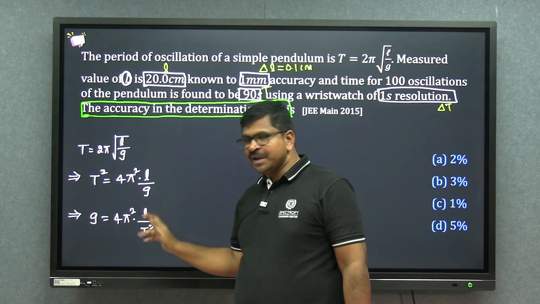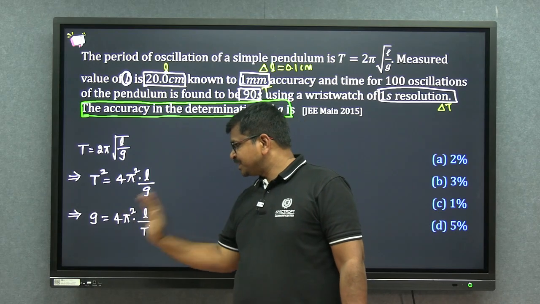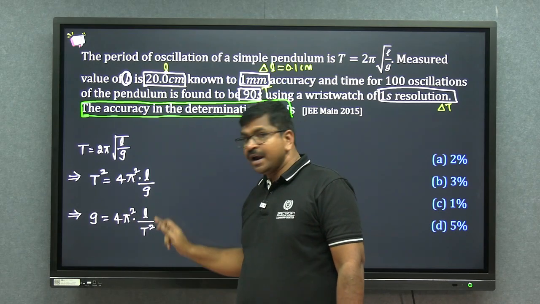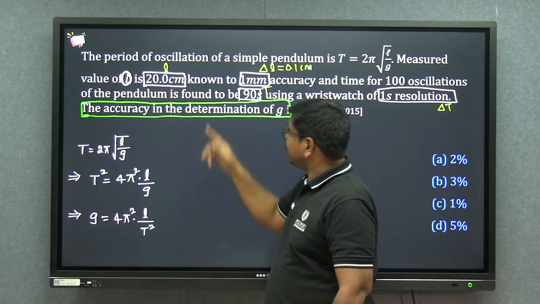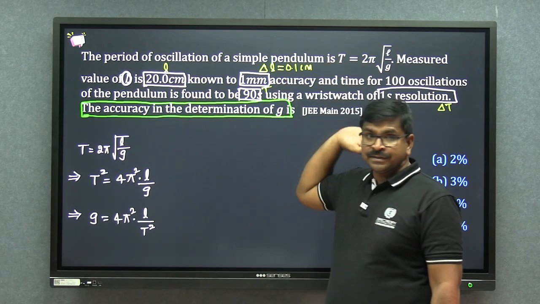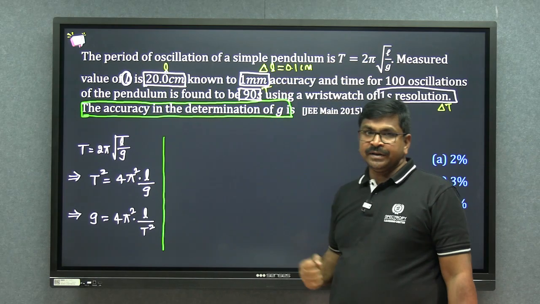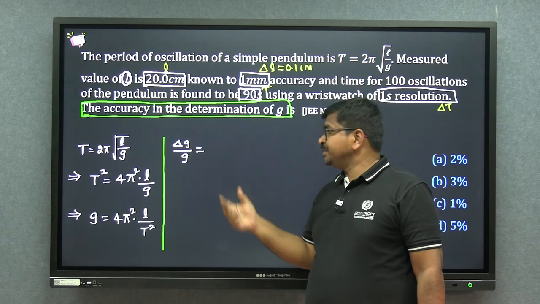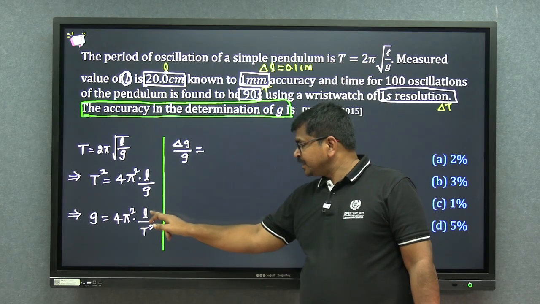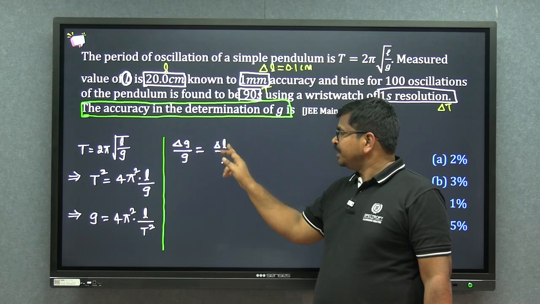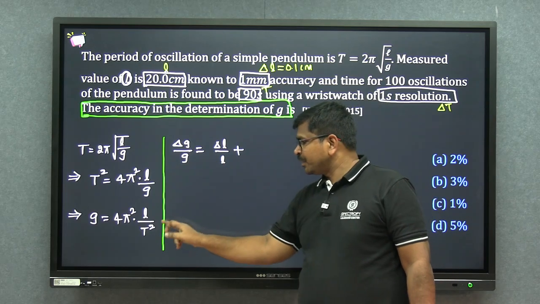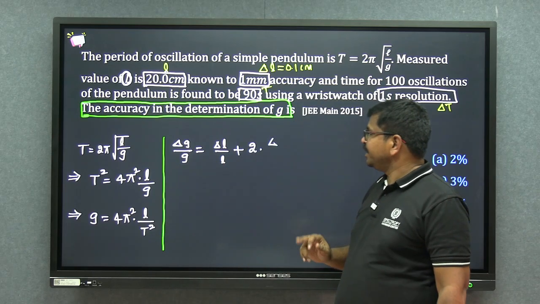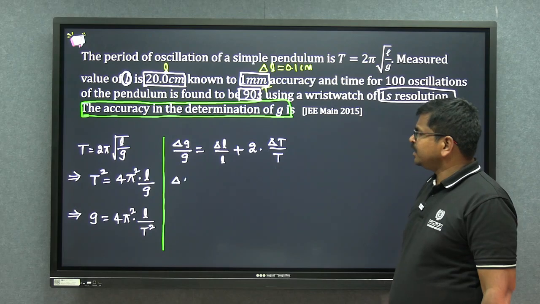Here 4 constant, pi constant. And here, for propagation of error, the quantities involved are L and T only. And in the given data, we have L with us and T with us. So we know that the percentage error in g, or fractional error in g, can be written, according to this, as L power 1, so 1 into delta L by L, plus T power 2, so 2 into delta T by T. And we have all the values with us.